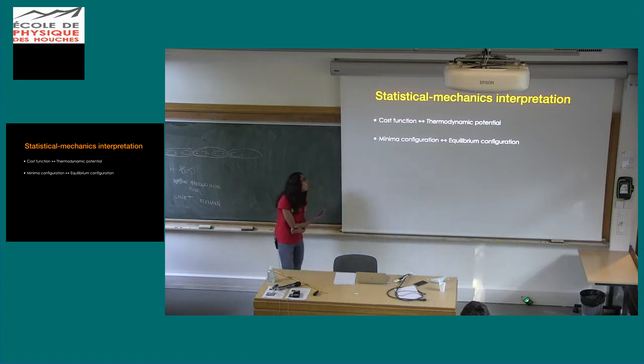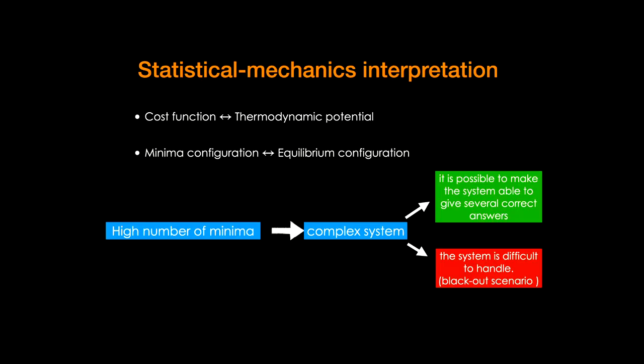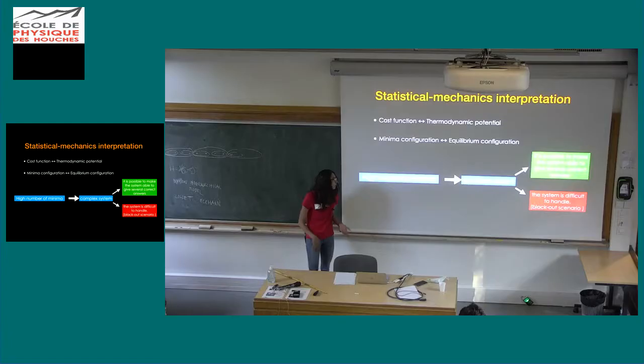We can think about it from a statistical mechanics perspective, thinking of our cost function as a thermodynamic potential and the minima configurations as the equilibrium configurations. This is a complex system because we can have a lot of minima, and this is good and bad at the same time. It is possible to make the system able to give several correct answers, but at the same time it is difficult to manage, and if we have too many minima, the network can also have a blackout scenario where the network can't work at all.